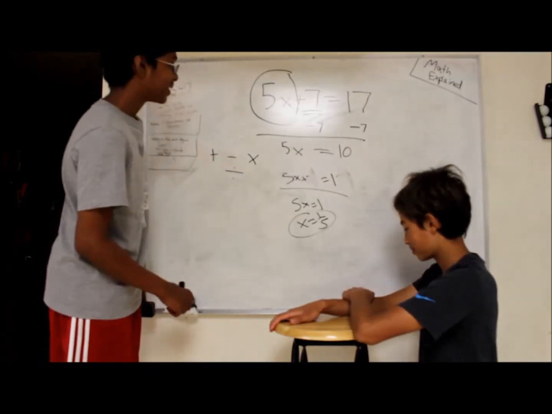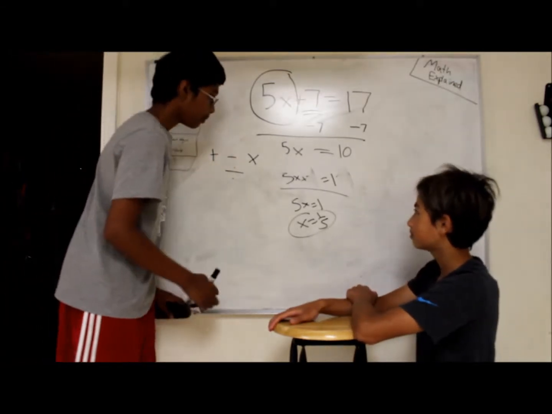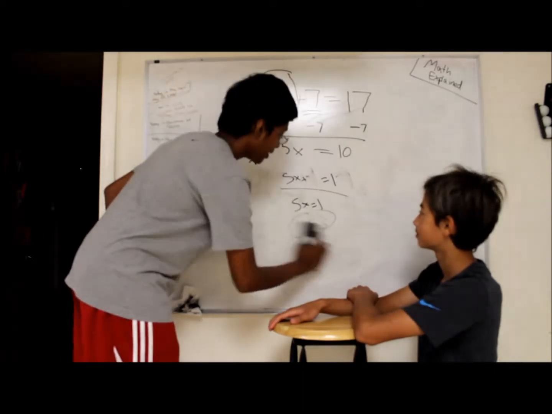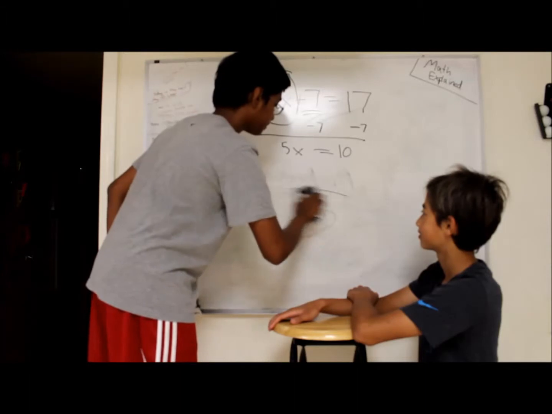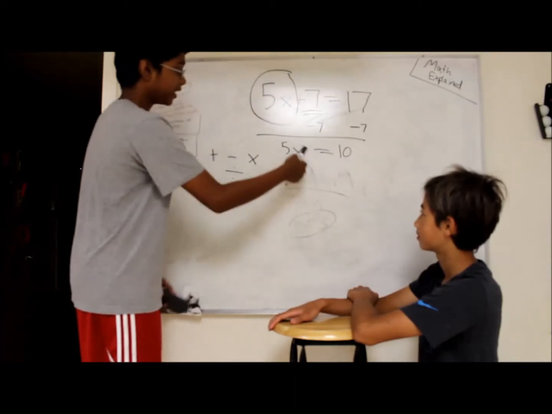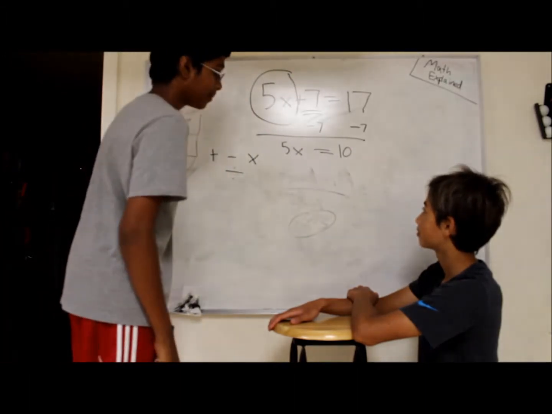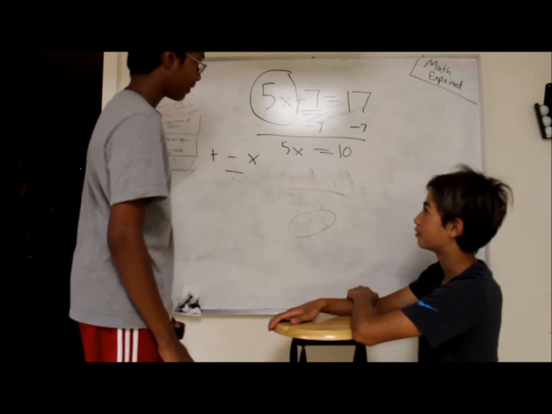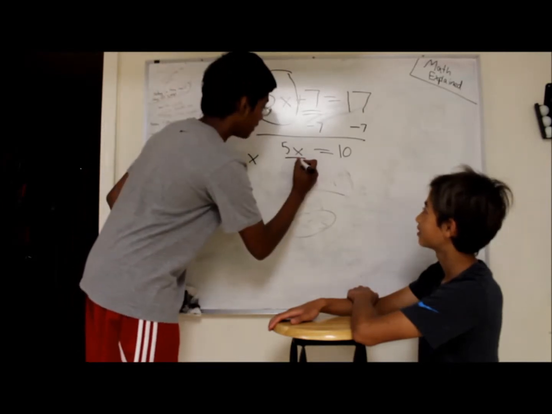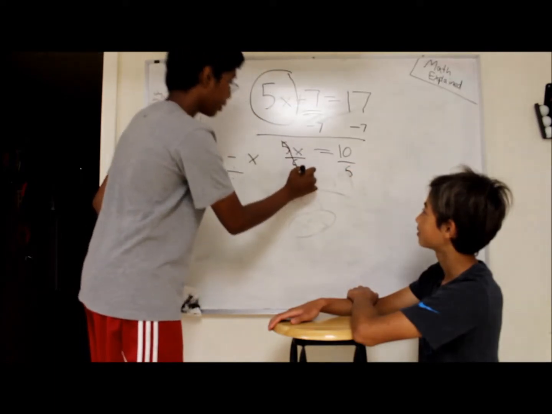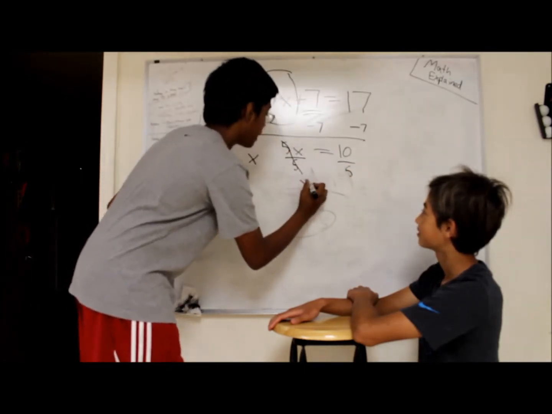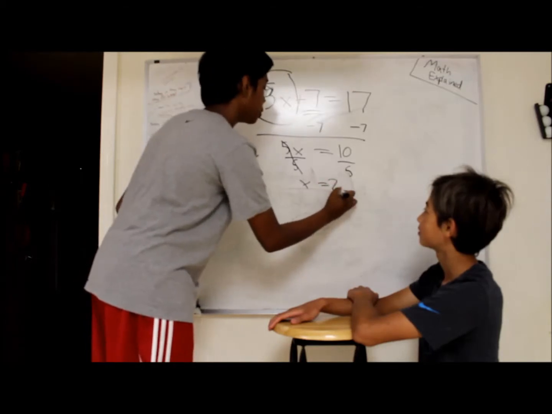Okay. So ignoring the eraser operation, that clearly doesn't work. What do you think you need to do to solve this problem? Divide by 5. Yeah. So if you divide by 5, and divide by 5, as we showed earlier, cancels out, you just get x equals 2.